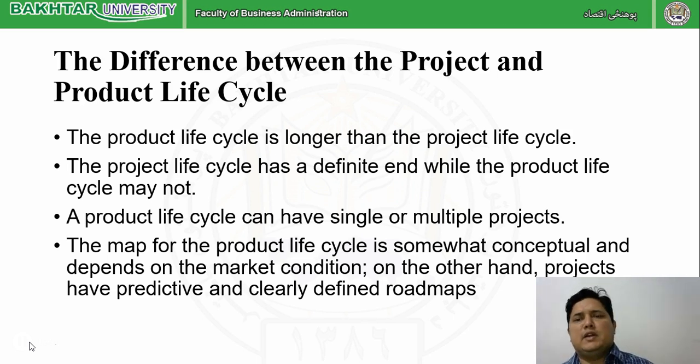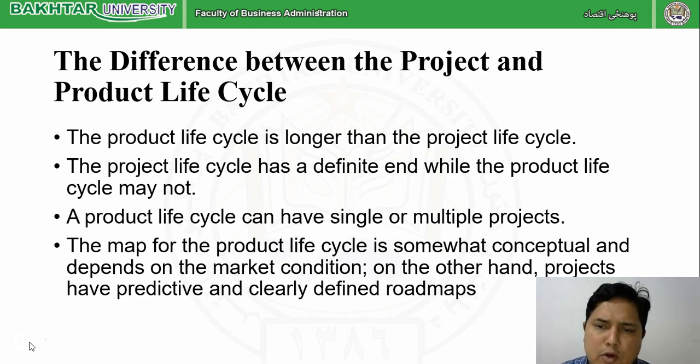So in general, we can say the product life cycle, which has 4 phases, has a longer life than a project life cycle. The second thing, the project life cycle has a definite end while the product life cycle may not. Obviously, we have to start the project and complete it, so that the project will become part of a product, or part of a system, so that we can get the benefit from it.